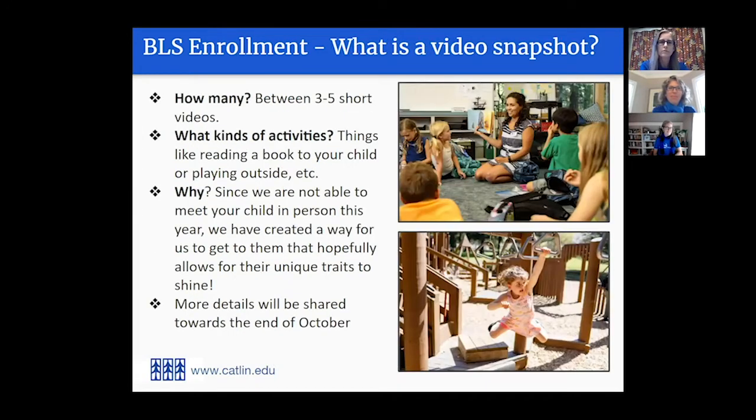All right, next. So what is a video snapshot? A video snapshot is a way for us to get to know your child in lieu of a student visit. There'll be between 3 to 5 activities that you'll be asked to record your child doing, either with somebody else, like reading together or playing, or maybe sharing a special book that they've read and really enjoy and talking about it a little bit. It's a chance for us to get to know their interests and who they are. More information about this will be released at the end of October. As I said, we want their unique traits to shine, and this is just a snapshot. It's a chance for us to get to know each of the applicants in a unique and hopefully playful way.